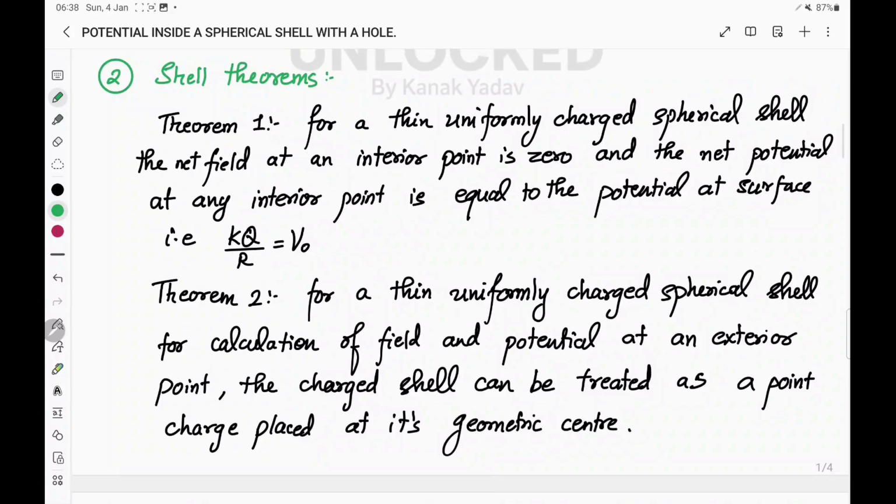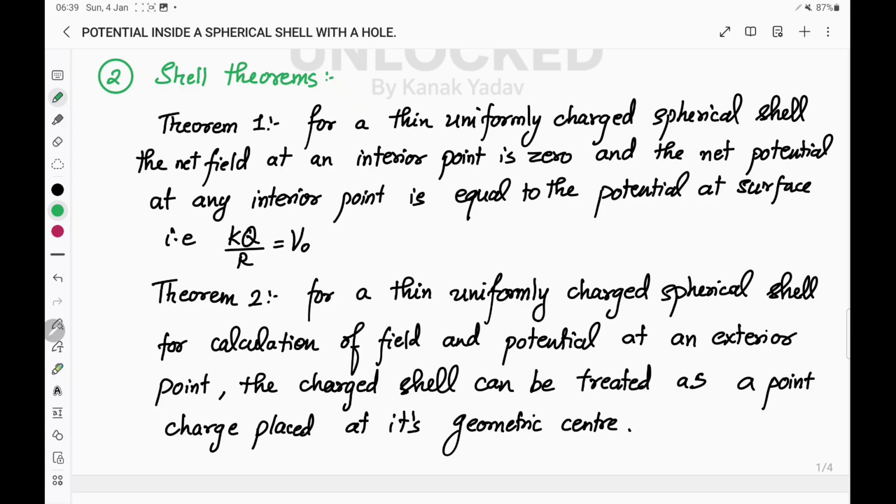Then, this is the very important idea in this particular question. We are going to make use of the shell theorems. What does the shell theorem state? There are two shell theorems. The first shell theorem states that for any uniformly charged spherical shell, the net field at an interior point will be 0. Meaning it doesn't matter which point you select in the interior of the shell.